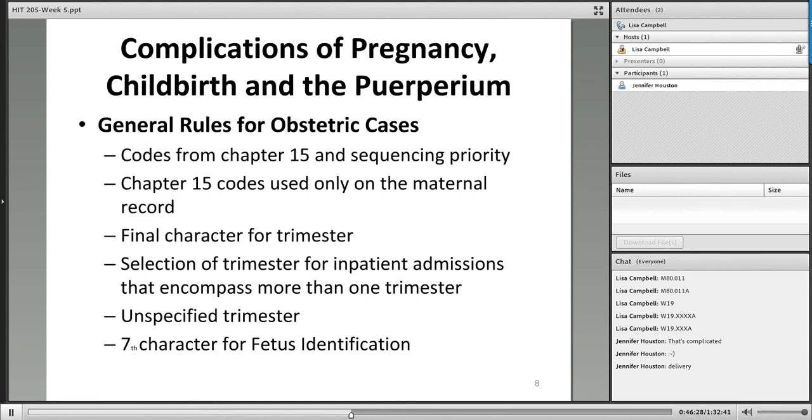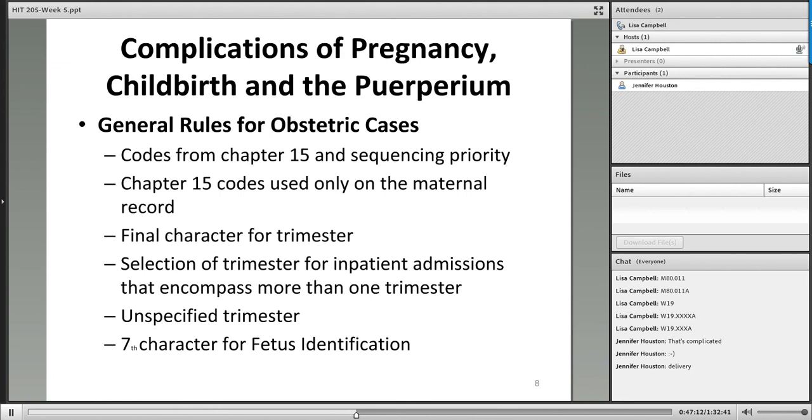You can find code Z3A.08 after code Z36. Now, just because I'm visual, and you're visual, let's go over the code Z36 in the tabular listing. And again, I have the hospital. I actually have both of the books. They both have the same codes in them. But once you locate code Z36 in the tabular list, you will notice that after code Z36, you have all those Z3A codes.